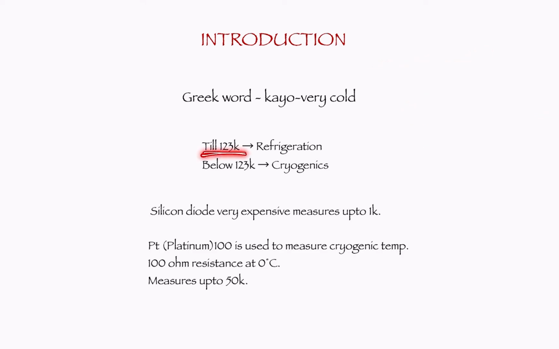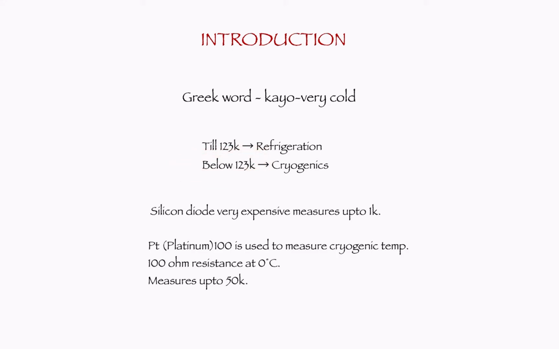Up to a temperature of 123 Kelvin, we call it refrigeration, normal refrigeration, where we store food. But when the temperature drops below 123 Kelvin, that comes under the part of cryogenics or cryogenic engineering. So today we are going to learn cryogenic engineering, that is, temperatures below 123 Kelvin.